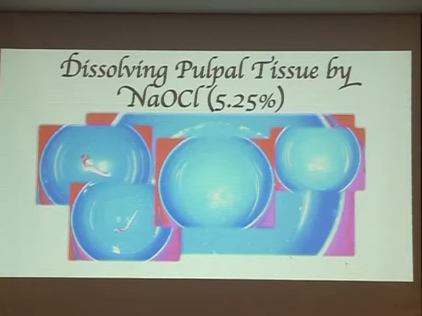So it shows you the very good organic tissue dissolving power of bleach. When we're working on the root canal, inside the pulp is all soft tissue. So if we use sodium hypochlorite, it can help us remove all that tissue in an easy way.